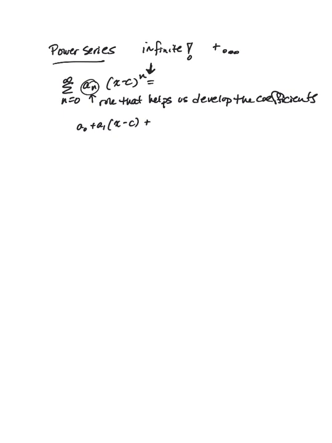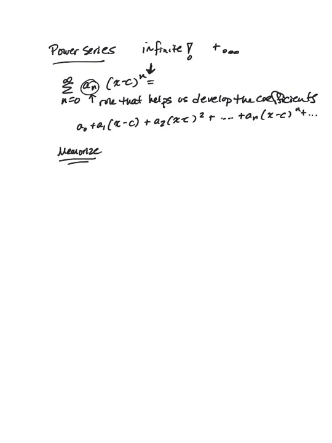Okay, plus a sub 2 times x minus c squared plus dot dot dot plus a sub n times x minus c to the n plus dot dot dot. Okay, there's going to be a few series that you're going to have to memorize, all right? So let's just get that down right away.